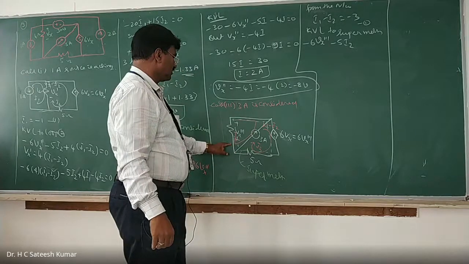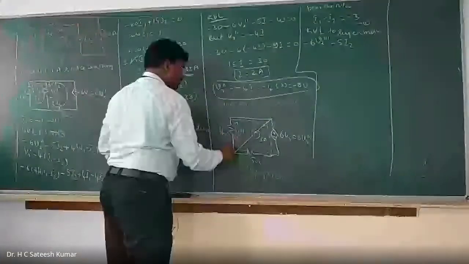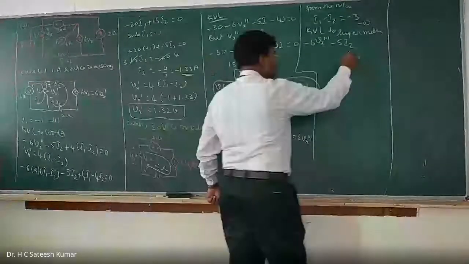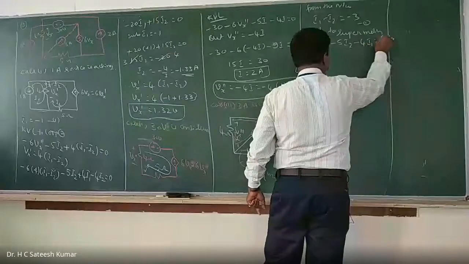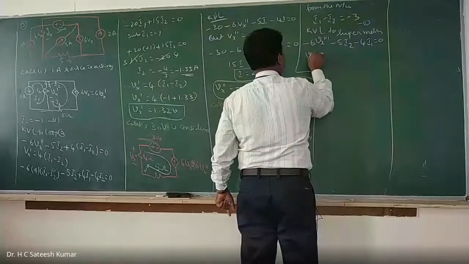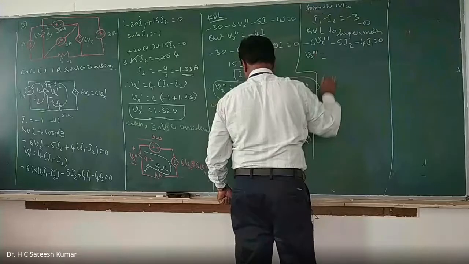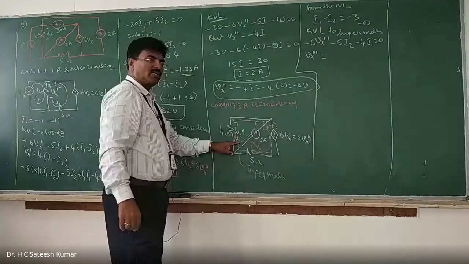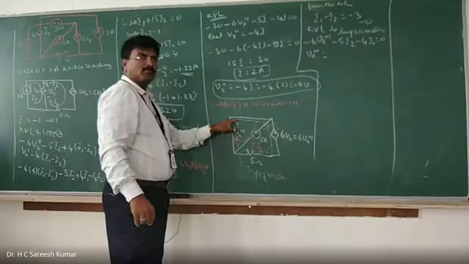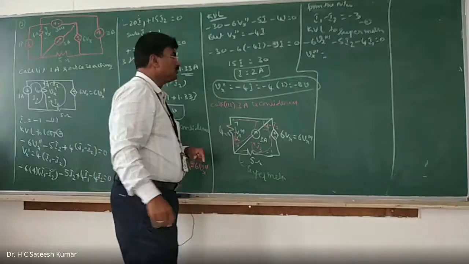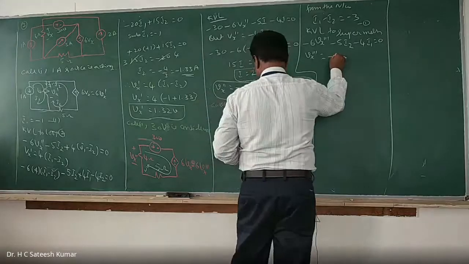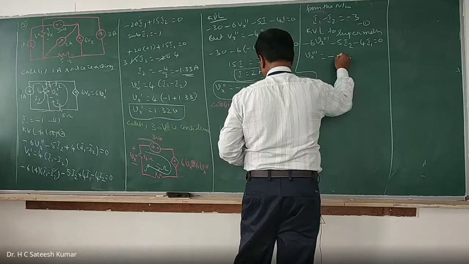Minus, what is the value of the resistance? 4 ohms, sorry. Okay, minus 4 into I1 is equal to 0. But Vx triple dash is what? Vx triple dash: current is going from lower potential to higher potential. It should go from higher to lower. Therefore, it's negative.